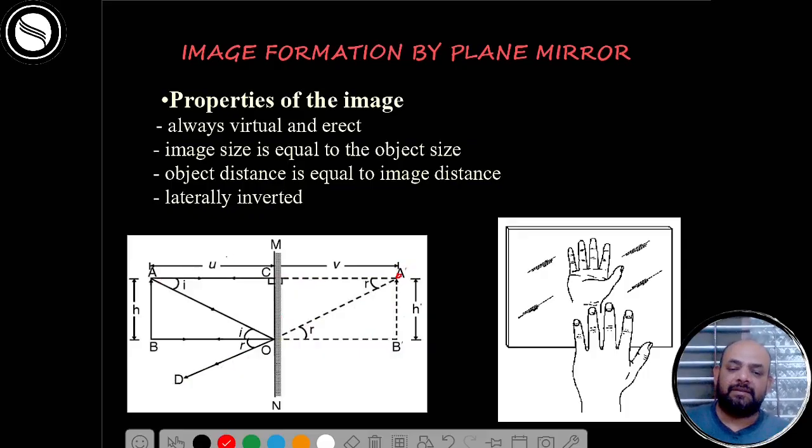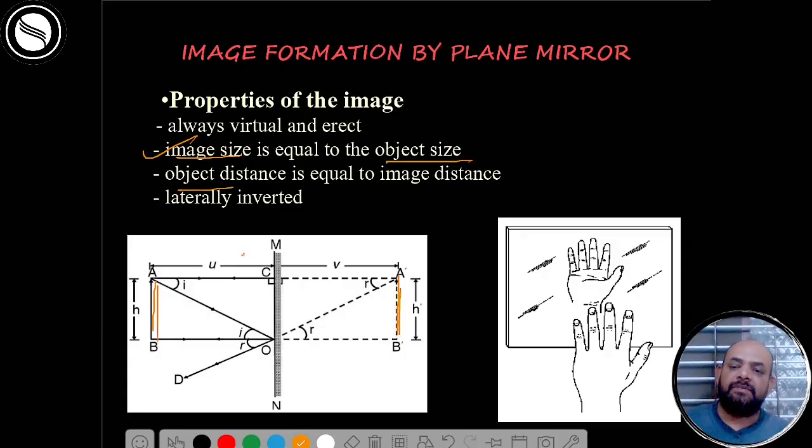Now there are some properties of the image formed by the plane mirror. It is always virtual and erect. So here this is erect, these two are similar. It's erect. And it is virtual because this image is formed with the help of virtual rays, not real rays. These two rays are virtual, not real. Next, the second property we have is that image size is equal to object size. So this size AB is equal to A dash B dash. Both are the same. This also we can prove mathematically.